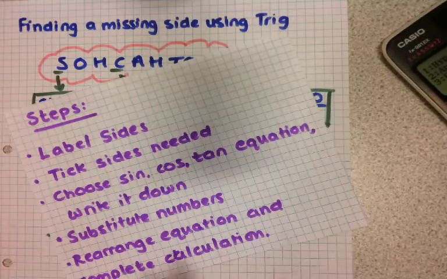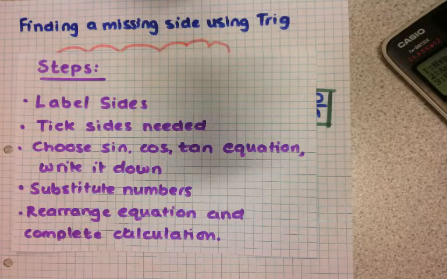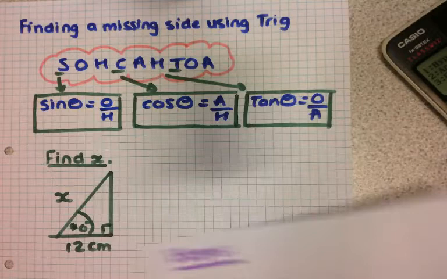So here are the steps again. Label the sides. Tick the sides that are needed. Choose whichever sine, cos or tan equation you need. Write it down. Substitute in the numbers, rearrange the equation and complete the calculation. Hopefully you wrote those down last time.